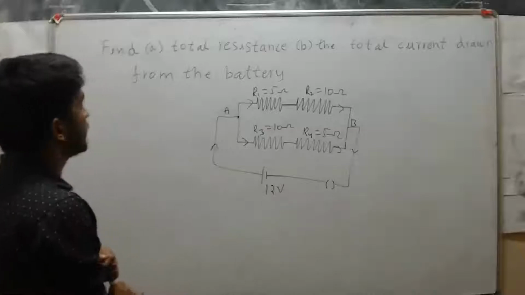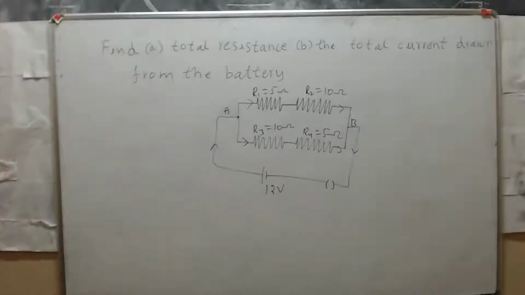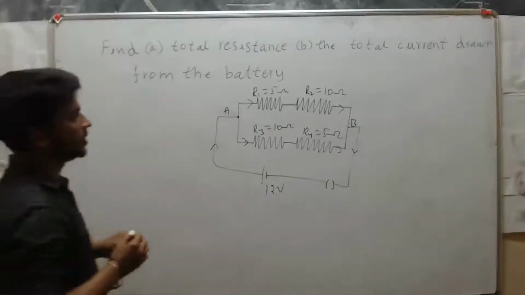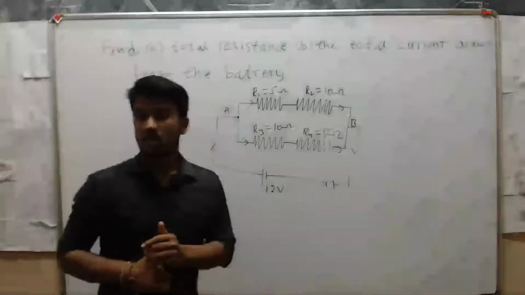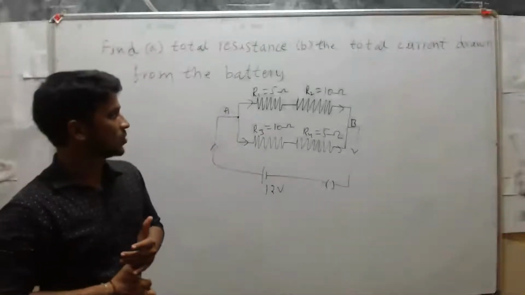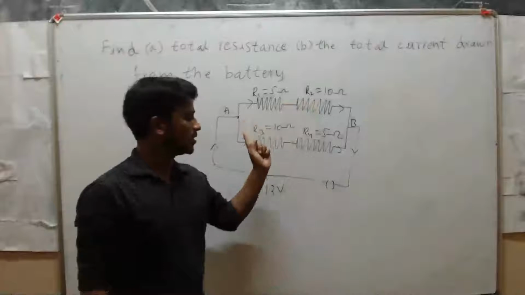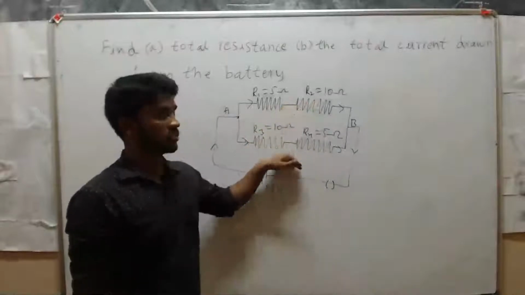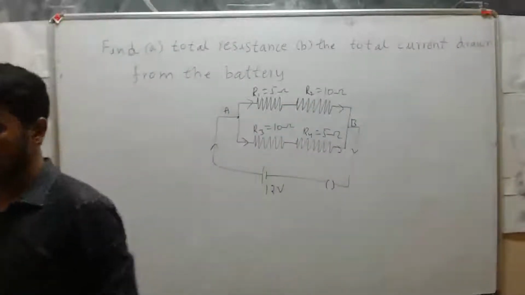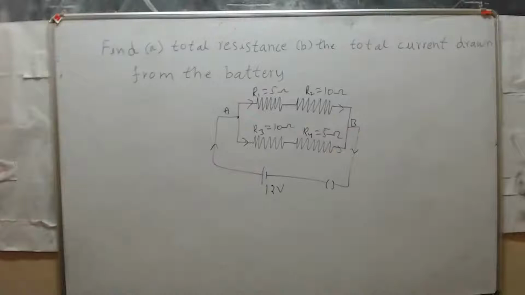Here, find the total resistance and the total current drawn from the battery. We need total resistance and total current. These two resistors are in series, these two resistors are in series, and this combination, both are in parallel. Find the answer for this question quickly.